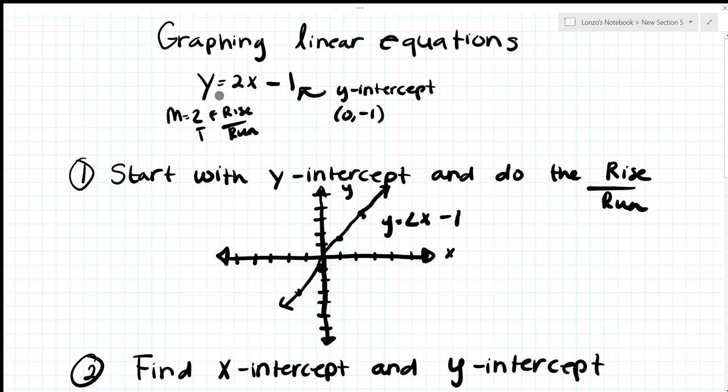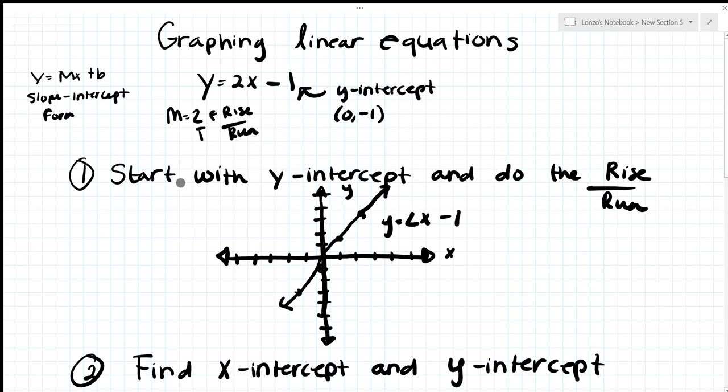Let's say you're given y equals 2x minus 1. We know that our slope is 2, because y equals 2x minus 1 is in what form? It is in the slope-intercept form, right? So we know that m is 2, which is the rise over run, and we know our y-intercept is -1, or in coordinate form it would be (0, -1).